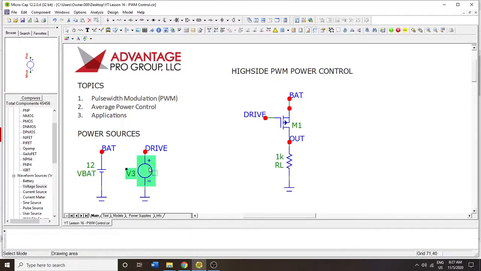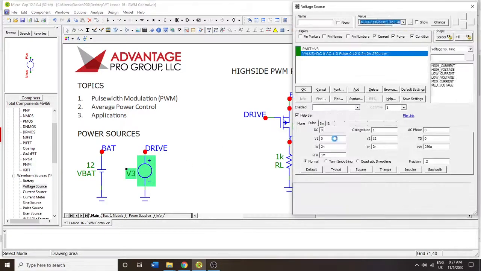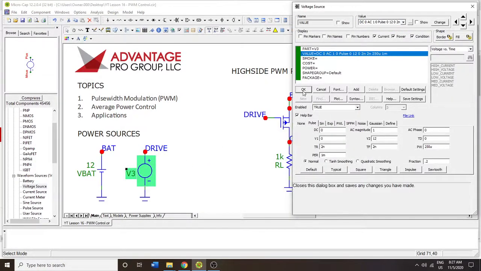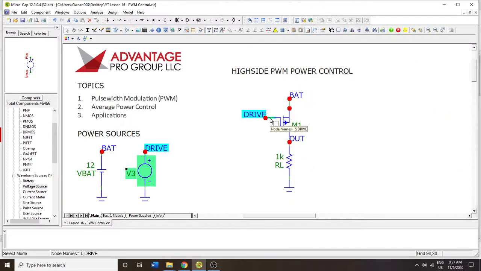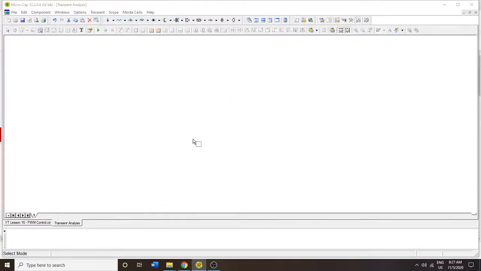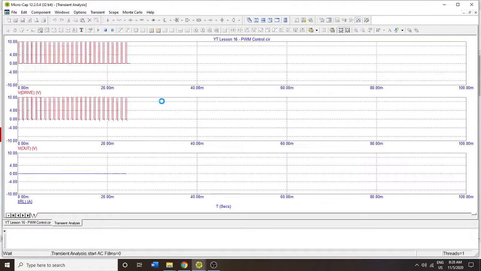So if we have a drive signal of 0 to 12 volts, what we can expect is when this is at 12 volts, this will be matched, so this will be off. No current will flow through the load resistor. But at ground, this is going to turn on, which is fine for now. So if we run the analysis, we're going to get something like this.